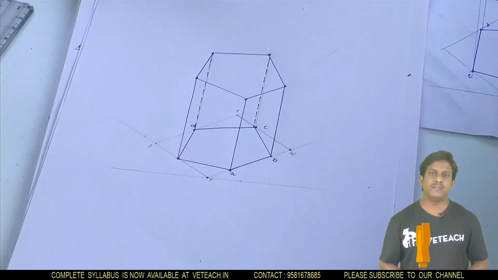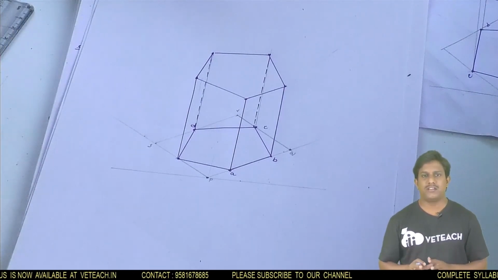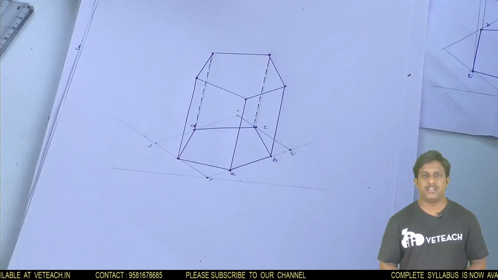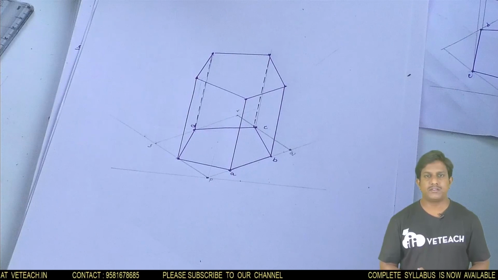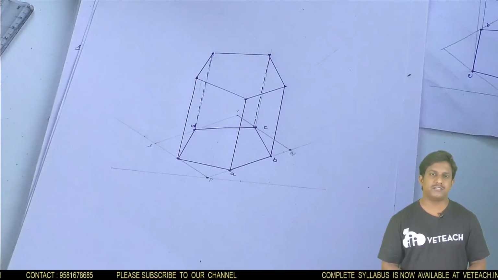This is how the basic diagrams of pyramids, prisms, circle and square we have to draw in isometric. It is very easy but complicated also, but every time you need to practice the diagram to get perfect in this concept. Thank you.